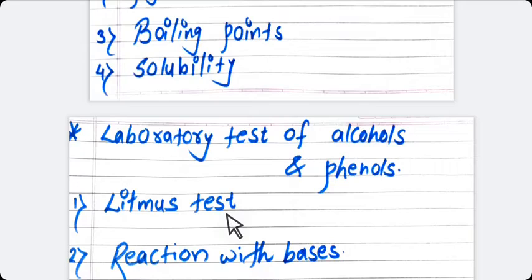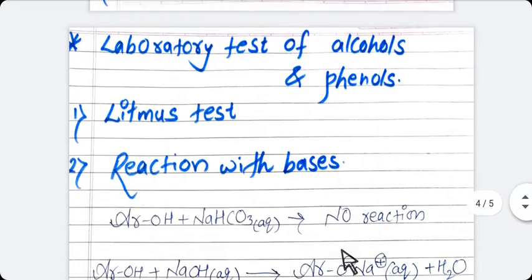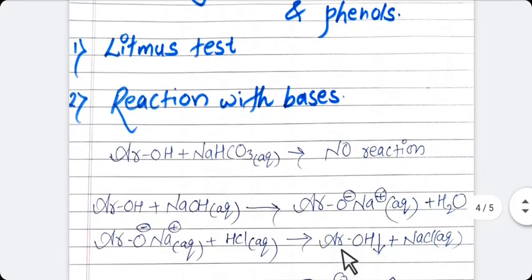Students, this is the old method for testing the alcohol and phenol, and it is used for water soluble alcohols and phenol. What is the result? Aqueous solution of alcohol is neutral because neither blue nor red litmus changes color. An aqueous solution of phenol turns blue litmus red, means it is acidic in nature.